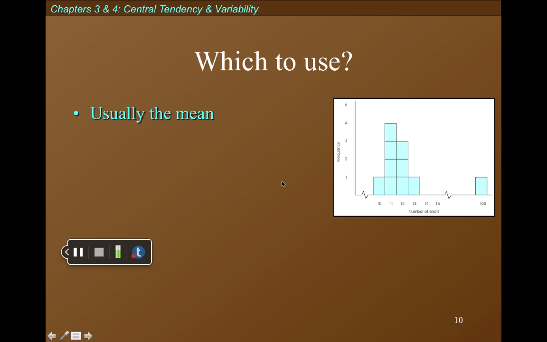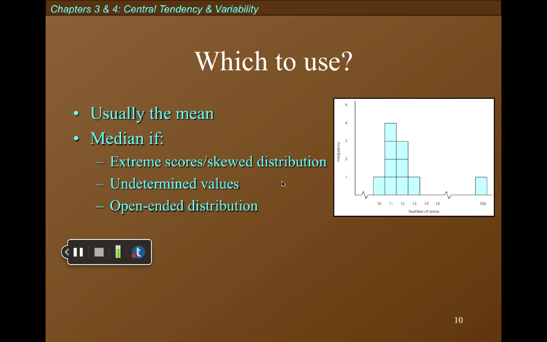So which do we use? Well, we usually use the mean because the mean gives us the most information. So the mean is typically what is reported. The median is used if, number one, we have extreme scores or a skewed distribution like the one that we looked at a while ago.